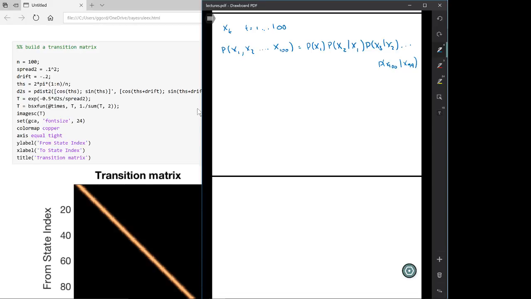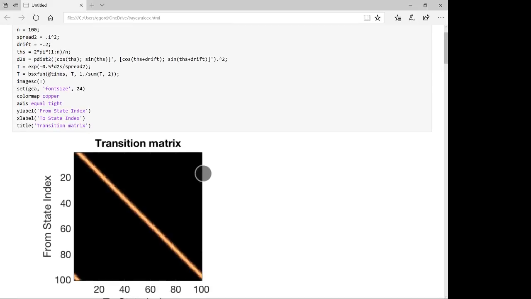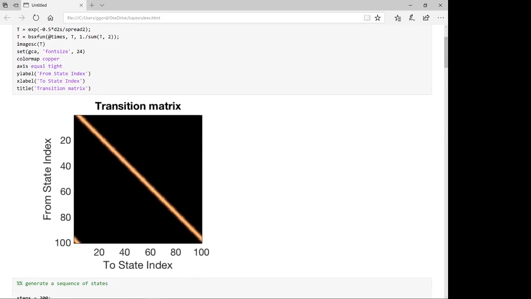All right. And so what I have given here is a plot of the conditional probability distribution of xt plus 1 given xt. Here I've put xt plus 1 on the columns and xt on the rows, right? And so a light value is a high probability and a dark value is a low probability.